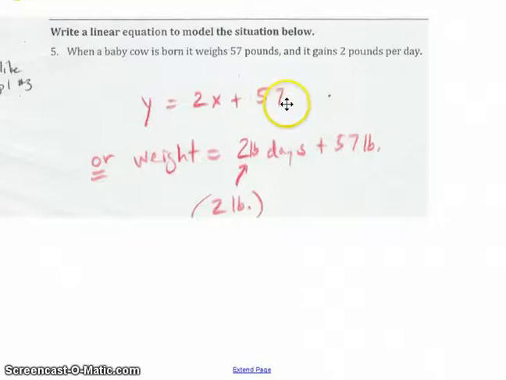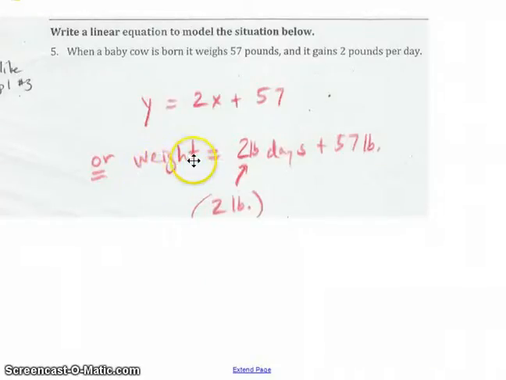So that's the 57, that's my y-intercept. The rate of change, spelled out right there, 2 per day. So you can just call it, if you want, y equals mx plus b, y equals 2x plus 57. If it helps you more to see words to understand what this 2x plus 57 means, then you can think of it this way.